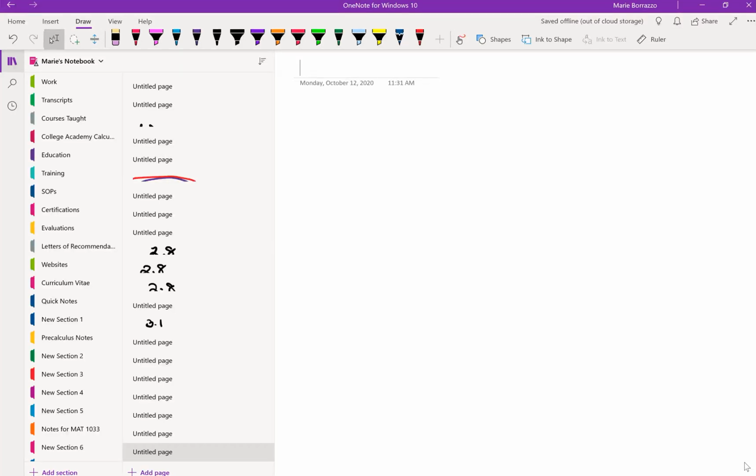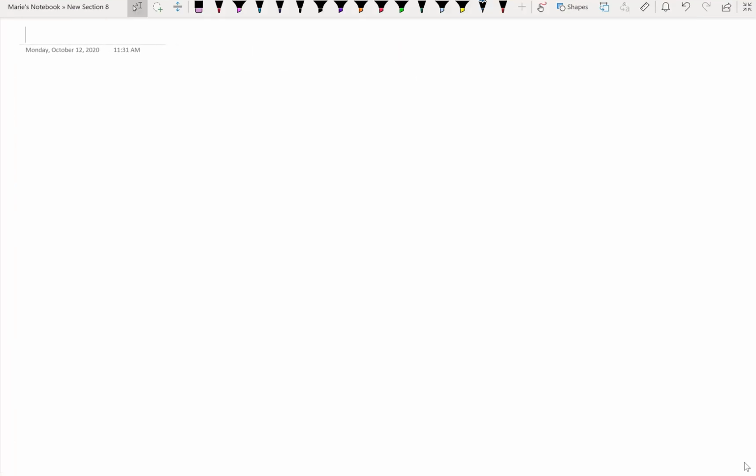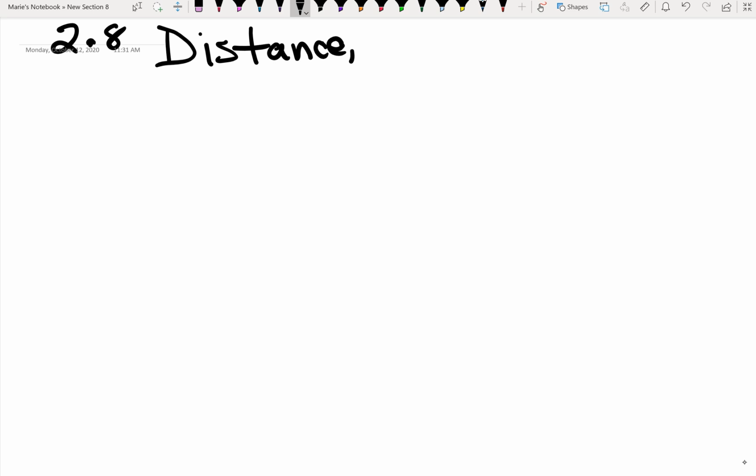All right. So this section is very short and something that you've already done. We're dealing with, in section 2.8, distance, midpoint formula, and circles.